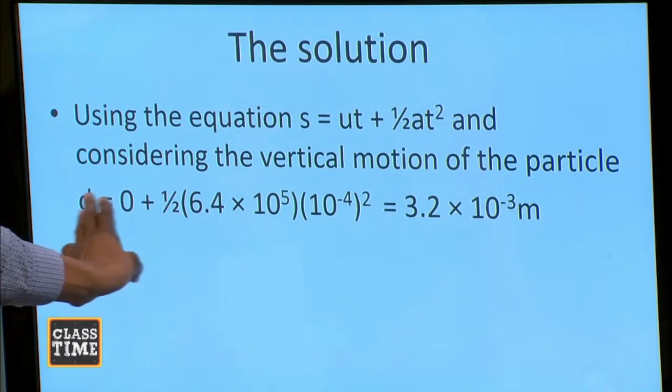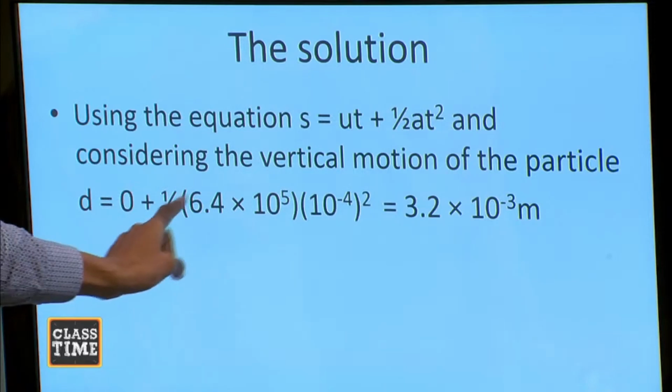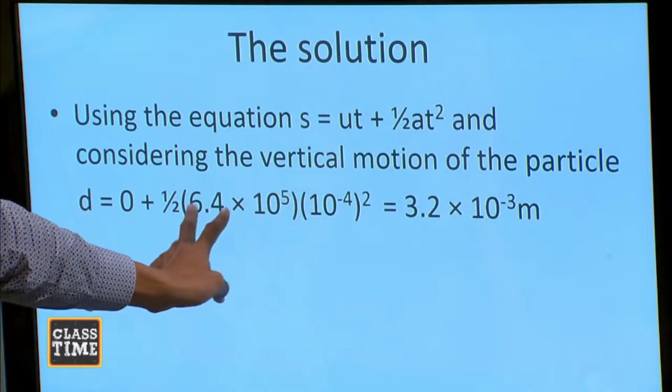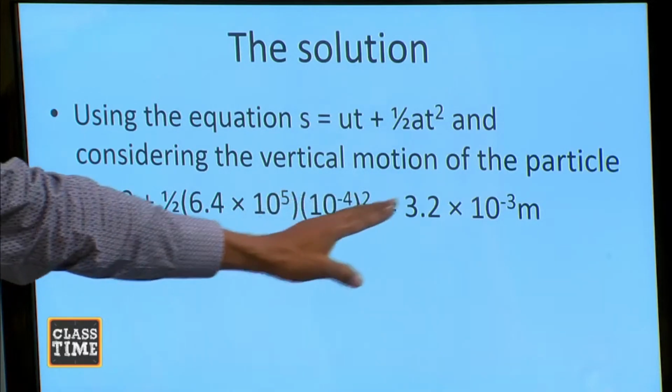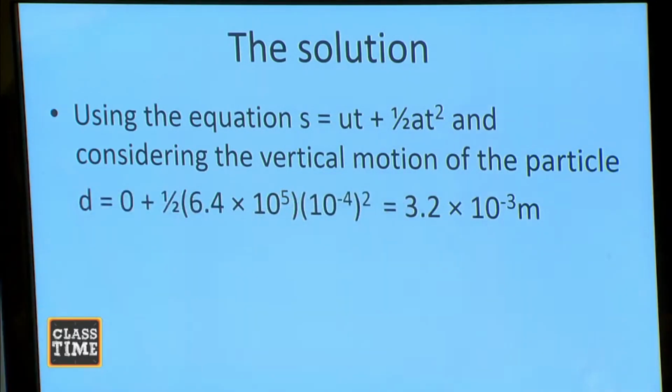And we use d is equal to ut plus half a t squared. We worked out the acceleration, and this is the time for which it travels, t squared. And we will get that the distance it travels is 3.2 by 10 to the negative 3 meters, or 3.2 millimeters.